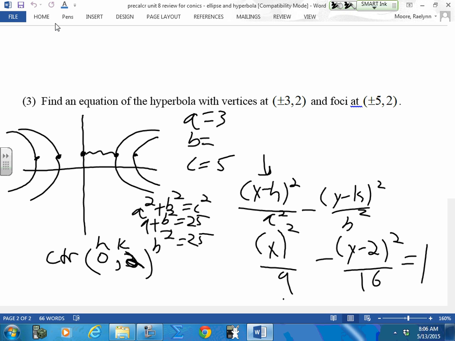Foci, his foci were 5 away, and so then he found B. A squared. Subtract the 9, that gives you 16, and then B would be 4, right? And he squared it and got 16. Everybody good with this?